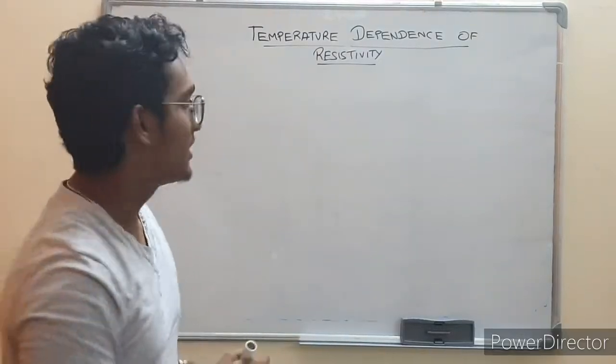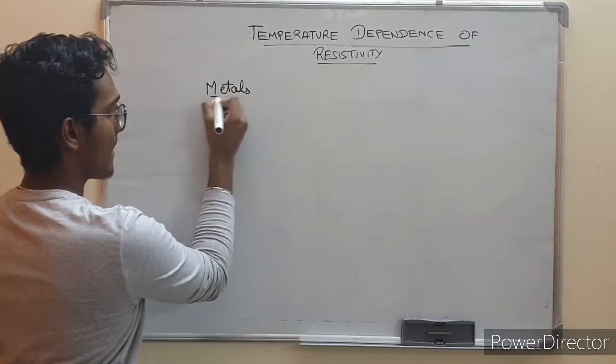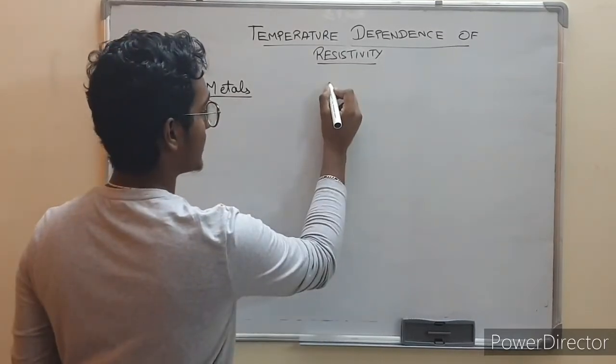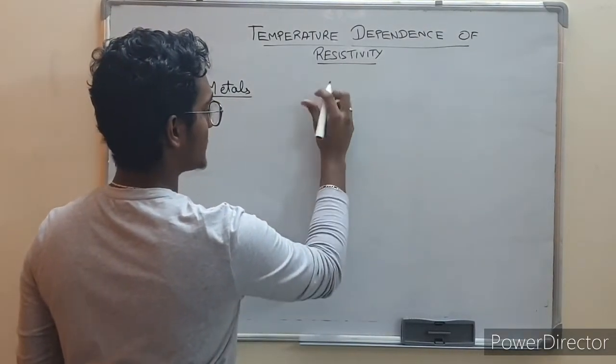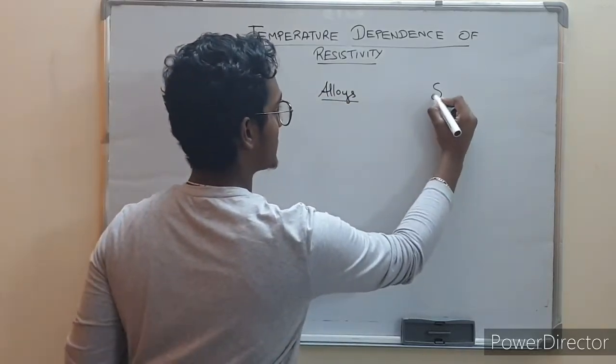I'm going to use three different material types. First is metals, then alloys, and then semiconductors.